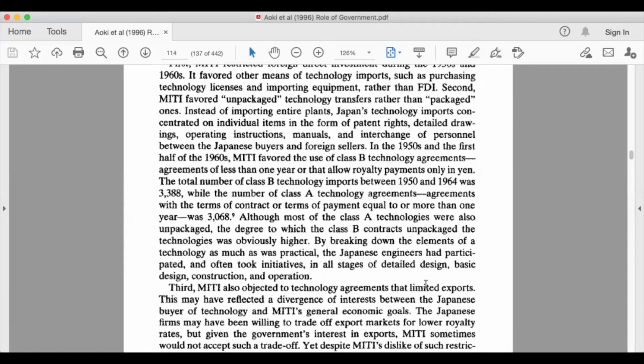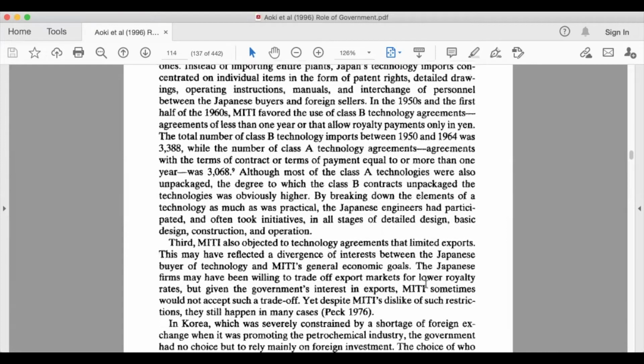Although most of the Class A technologies were also unpackaged, the degree to which the Class B contracts unpackaged the technologies was obviously higher. By breaking down the elements of a technology as much as was practical, Japanese engineers participated and often took initiatives in all the stages of detailed design, basic design, construction, and operation. So this turns out to be extremely important for technological learning. You can't learn a technology simply by copying it. You really have to learn how to reassemble it. You really have to learn how to deploy all of its features and to co-design it, or to at least replicate the design to the extent possible.